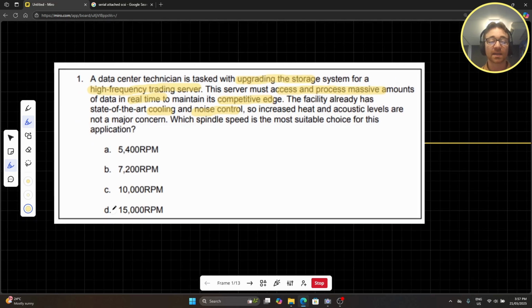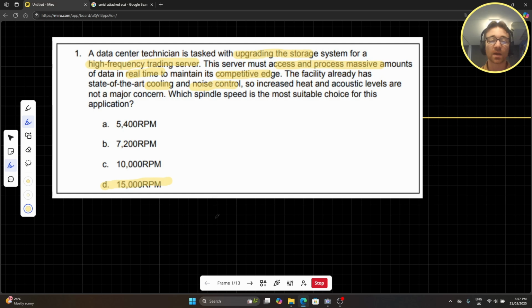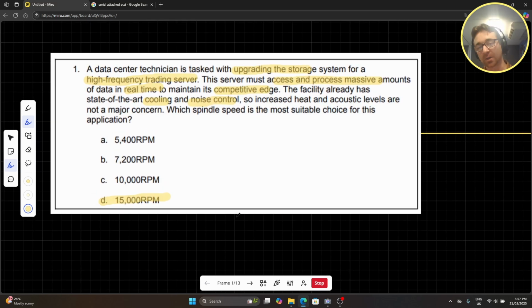Everything about this is saying they need a lot of speed and they need it now. All right, so that was kind of the giveaways there. There was no specific mention of budget, but it's a safe bet in that case that that is what they would want.